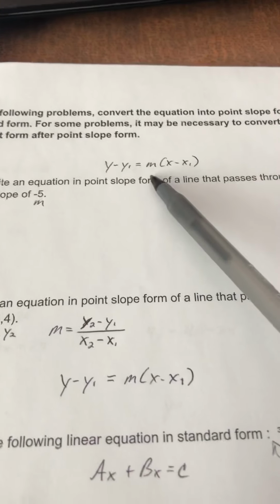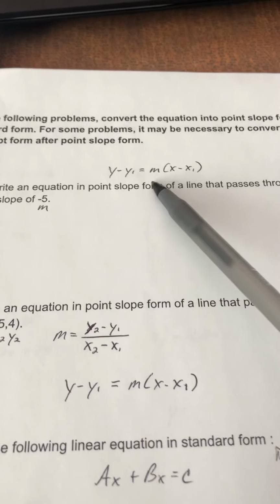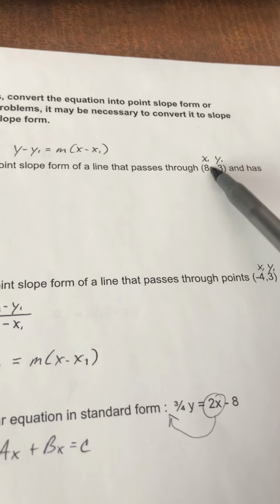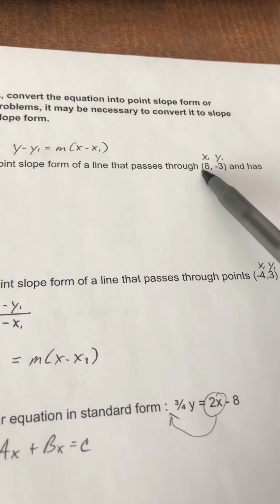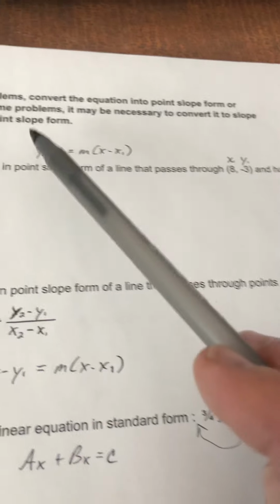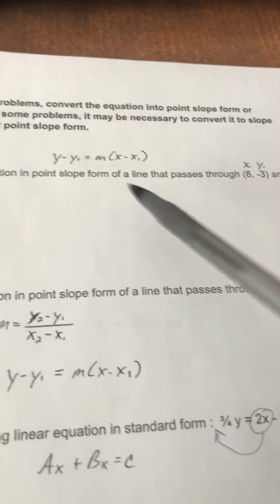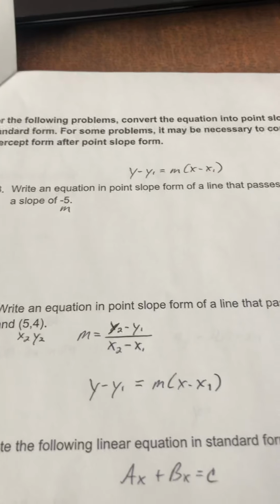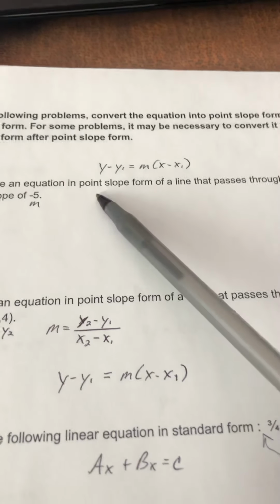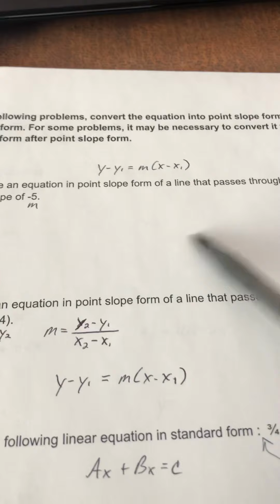So this is your formula. You're just going to plug that in for m, and I already labeled your x1 and y1. Be careful, that's a -3. So when you subtract a -3, that's going to change it to a positive. And all you're doing is writing it in point slope form. There's nothing to solve really there.